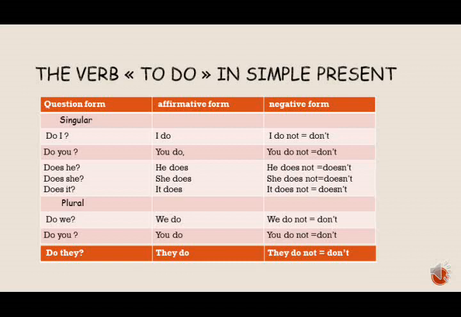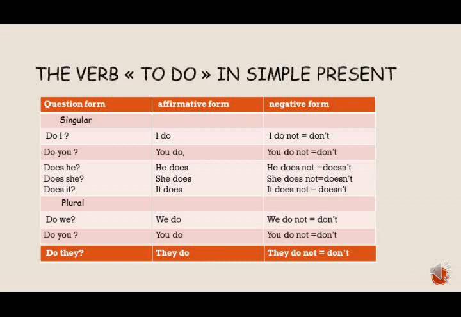The slide shows the difference between the singular and the plural. In the simple present tense, the changes appear only with the third person singular. For example, with he, she, and it. Let's see: does he, does she, and does it. While with the subjects I and you, it uses just do, the infinitive of the verb.